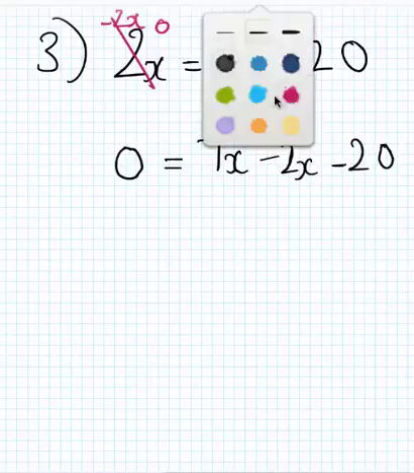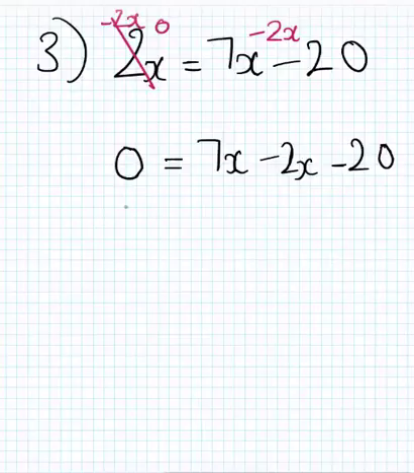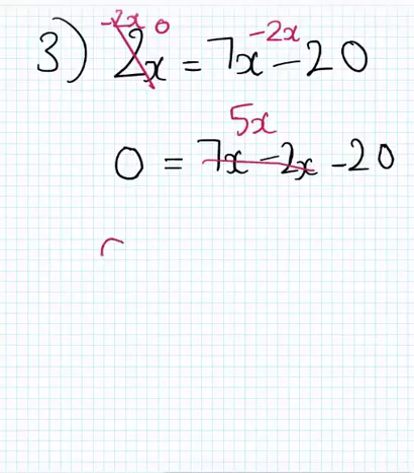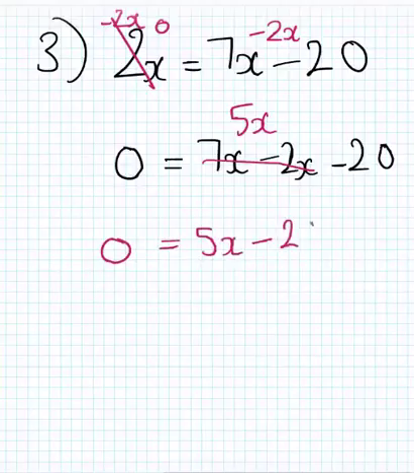And this little step here confuses a lot of students. When they have a 0 on this side, they think they've made a mistake, but they actually haven't. Now, 7x minus 2x, that simplifies to 5x. So we still have 0 on this side. 0 equals 5x minus 20.